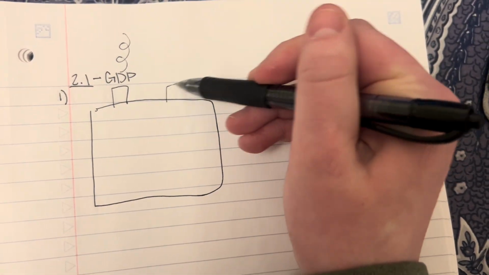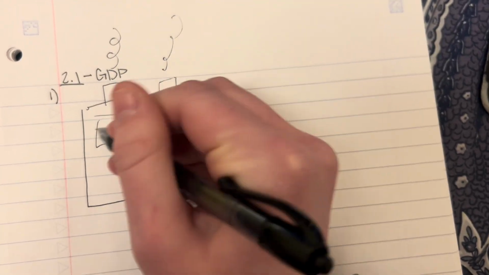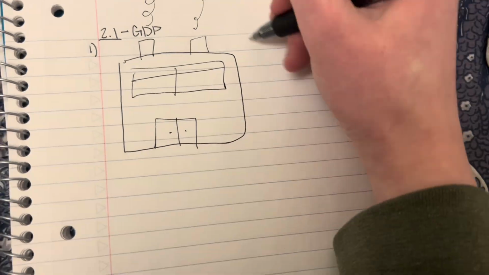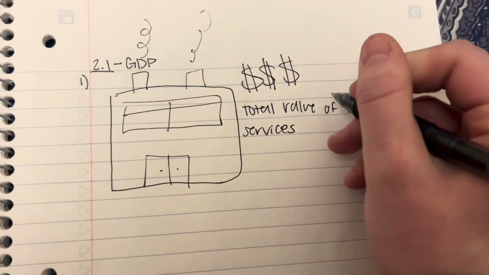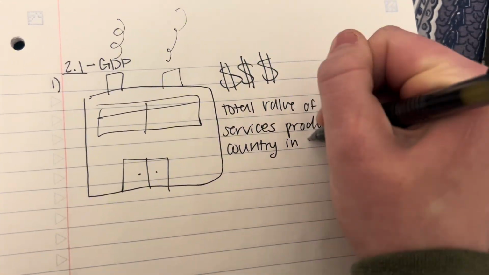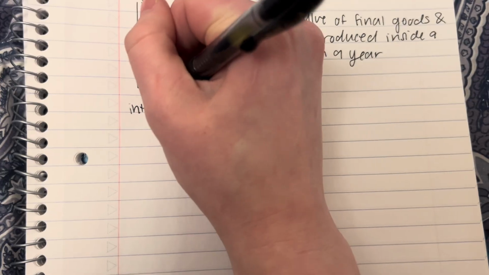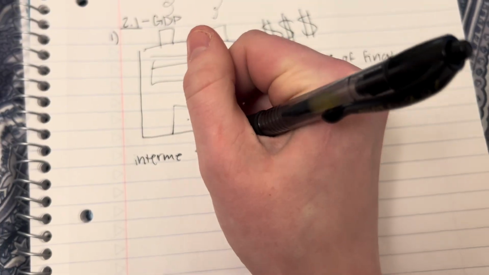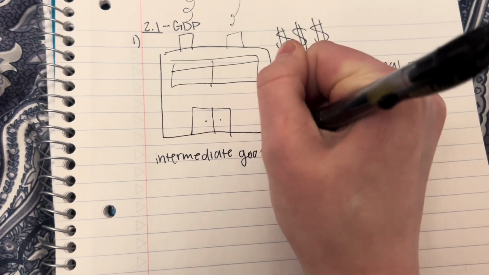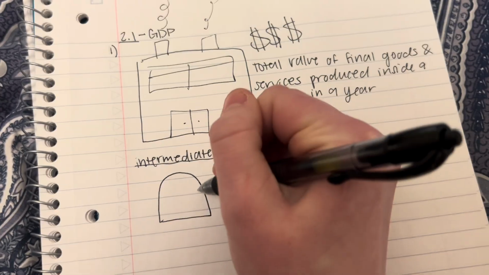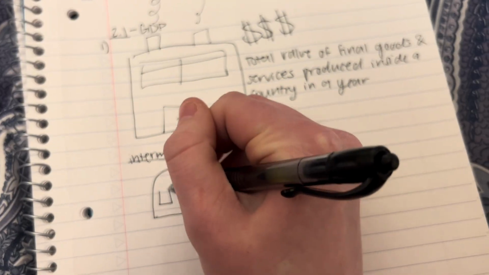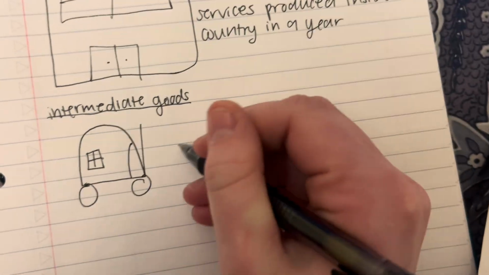The first question is asking to define GDP and identify what is not included in GDP. GDP is the total value of final goods and services produced inside a country in a year. The first transaction that's not included in GDP is intermediate goods, which are raw materials, components, or services used as inputs to produce other goods or services rather than being sold directly to final customers. For example, that would be the tires or the windows on a car.